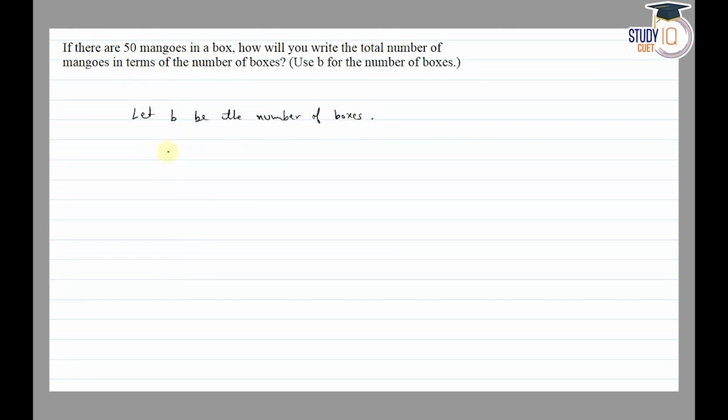So the number of mangoes in a box is given as 50.